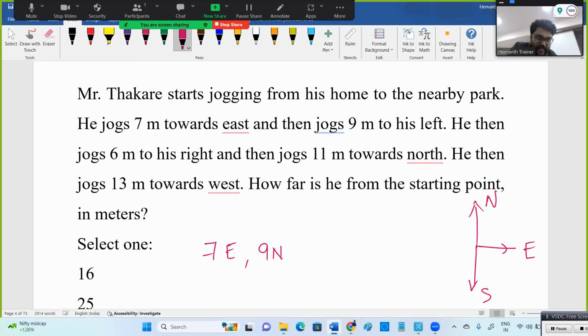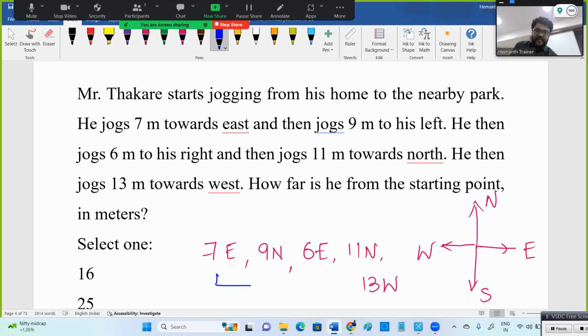When you are facing outside and taking left side, see, from east, left side means north will come. Left means you have to keep in mind anti-clockwise. So from east, left means anti-clockwise, north. Then right, right means again I will come to east only. Then 11 meters towards north, then 30 meters towards west. This is what they have given.